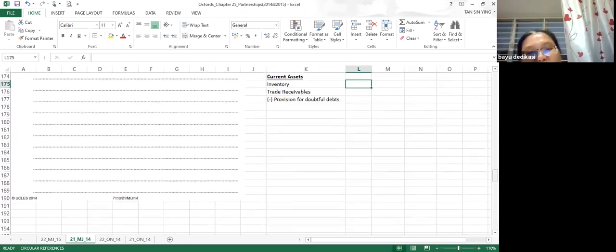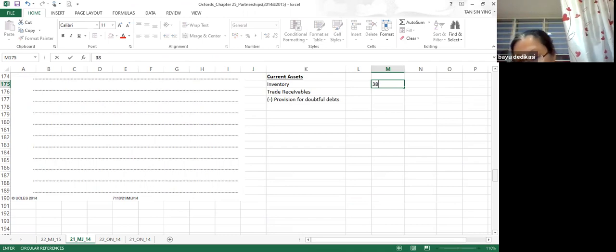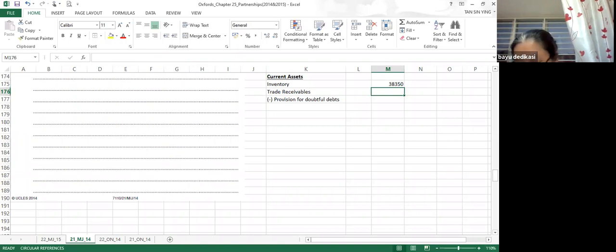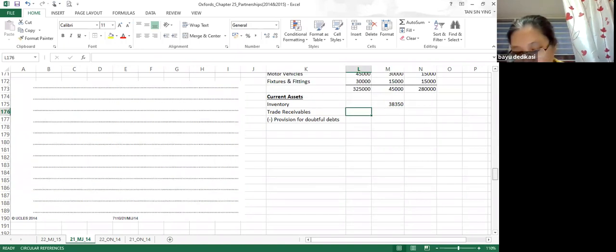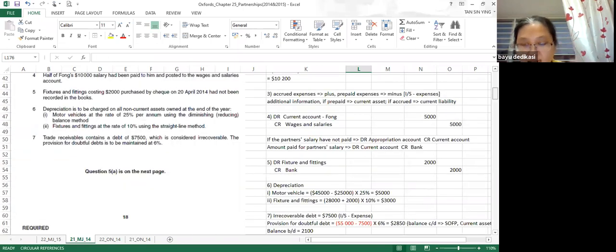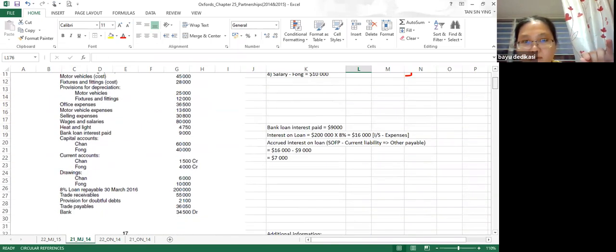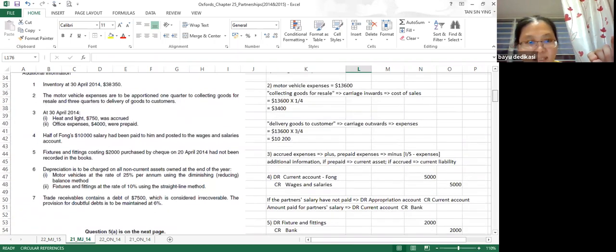Your inventory is a closing inventory. Put into the second column. For inventory, put into the second column because you got nothing to adjust. Only trade receivable you put into the first column because you got the adjustment. So how much is your trade receivable? Look into your last adjustment information, the last number, 7.